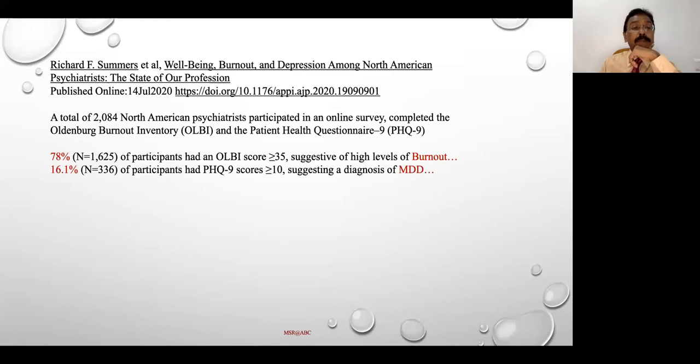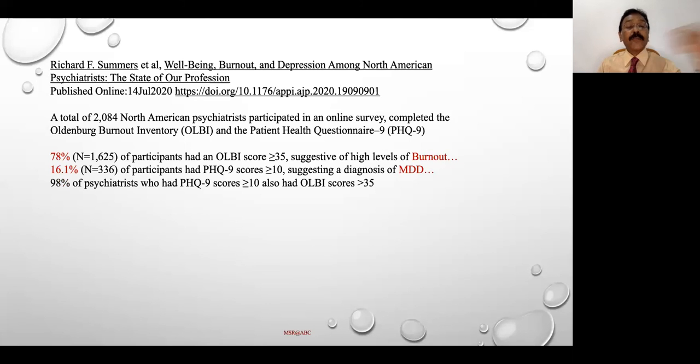So what do we do with this? This is so depressing. But of course, this is a very small number. 78% of participating psychiatrists showed that they have burnout. My goodness. Now, fortunately, I think in India and Nepal, it's not such a high number. 16% had PHQ scores of more than 10, which suggests MDD. The NMHS study showed that it's 5% in the general population for MDD. Among the North American psychiatrists, the incidence of MDD is 16%, according to this survey, which psychiatrists themselves have done.